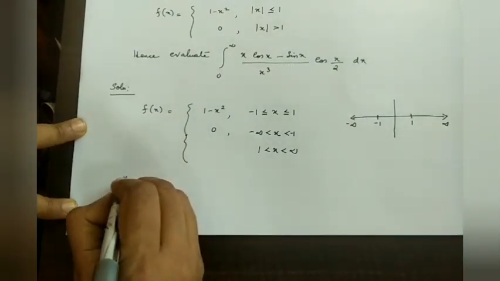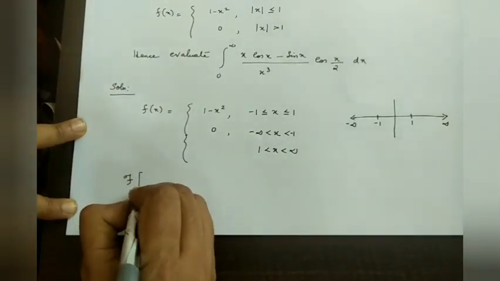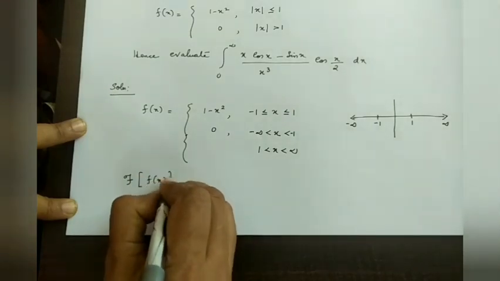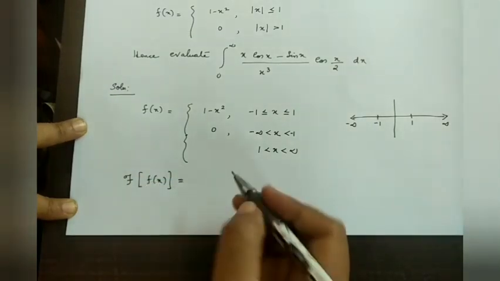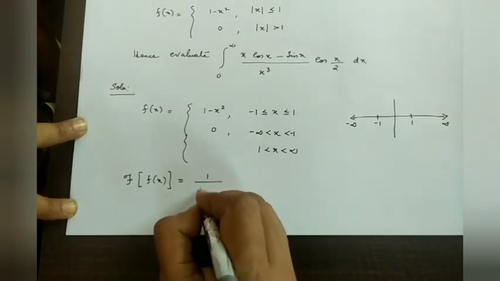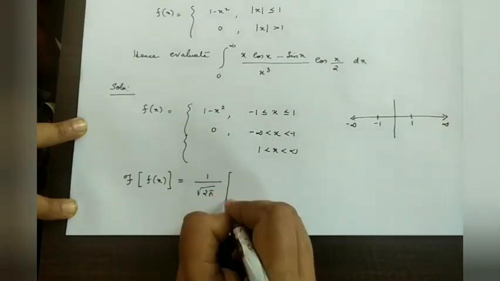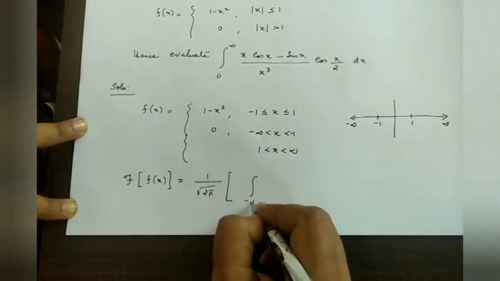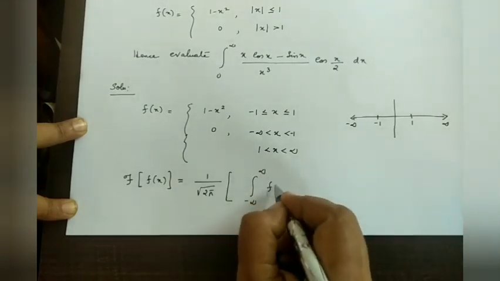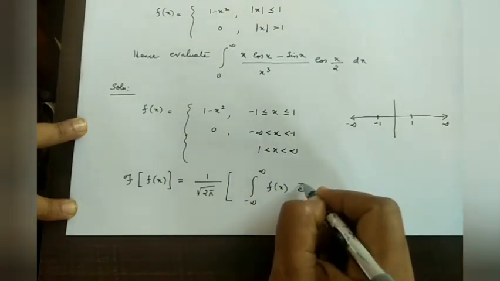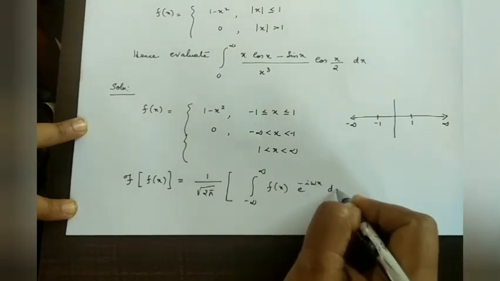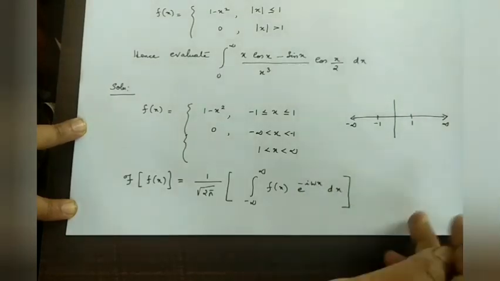Now the Fourier transform of f of x, we can use the notation Fourier transform of f of x, which is equal to F of omega, and this is equal to 1 by root 2 pi integral from minus infinity to infinity. The formula is f of x e raised to minus i omega x with respect to x.